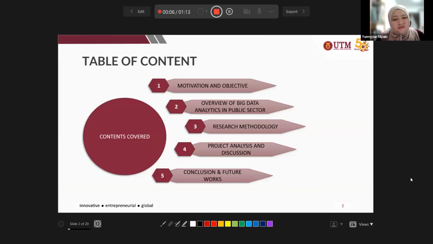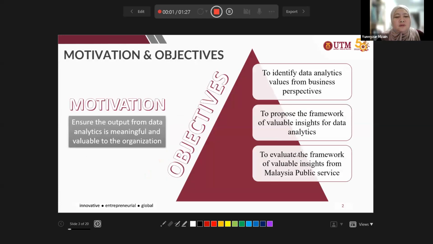Number one will be the motivation and objective. Number two is overview of big data analytics in the public sector. Number three is research methodology. Fourth is project analysis and discussions. And number five is conclusion and future works. So this is the motivation: to ensure the output from data analytics is meaningful and valuable to the organizations. Why we are doing this paper is because of three objectives, which include to identify data analytics values from a business perspective. Number two is to propose a framework of valuable insights for data analytics. And three is to evaluate the framework for valuable insights from Malaysia Public Services.